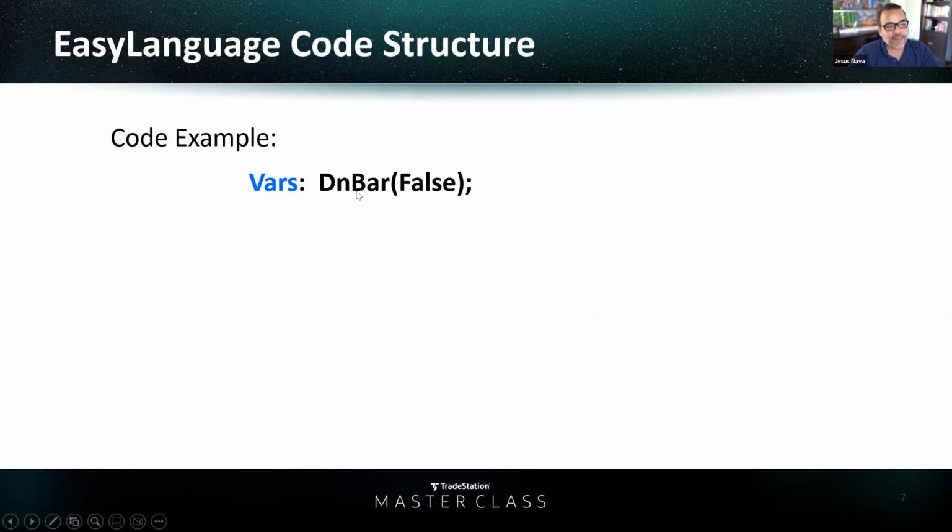So in this case it would be DN bar, then false inside parentheses, comma, and then you can just add another variable. The variable declaration statement can be a very long line, with variables separated by commas. And at the very end, do not forget the semicolon, because that's how EasyLanguage knows this is the end of my statement, and I'm going to go on to something else.